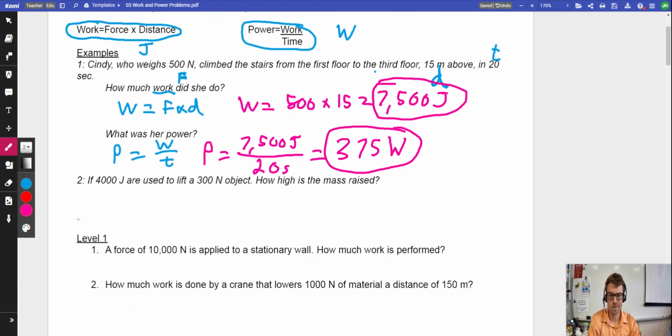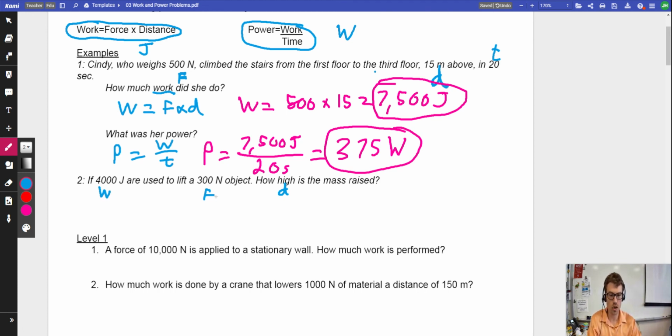All right, for our second example, if 4,000 joules are used to lift a 300 Newton object, how high is the mass raised? So the key thing here is to know what is the information that is being given to us. So let's go through and identify that. We've got 4,000 joules, that is work, and we've got 300 newtons. Newtons is measuring force, and it's asking us how high is the mass raised. That is distance. Now, the tricky thing about talking about work and power is that we have two different equations, and we need to be able to figure out which of the two equations we need to use. Because if we use the wrong equation, then we're going to come up with the wrong answer.